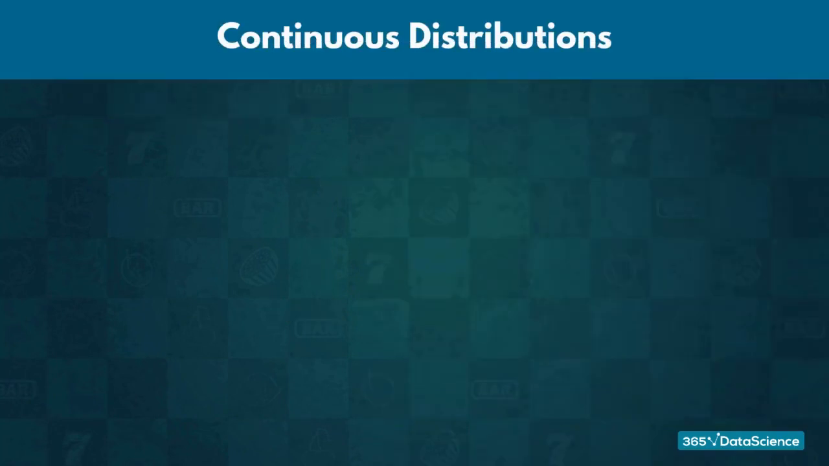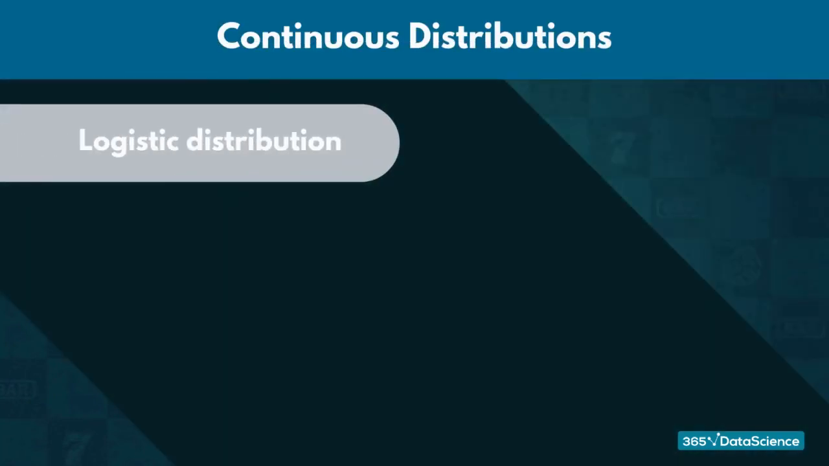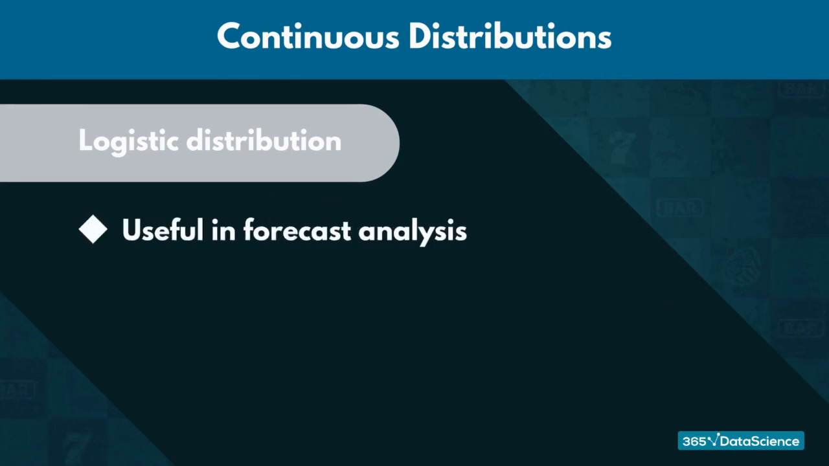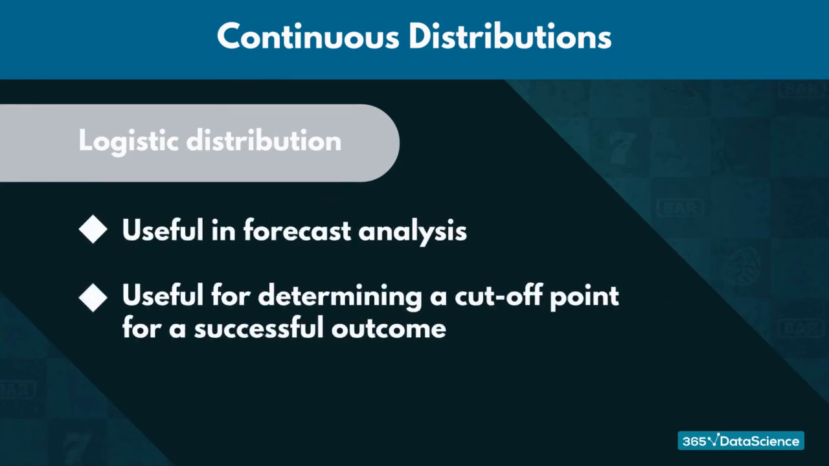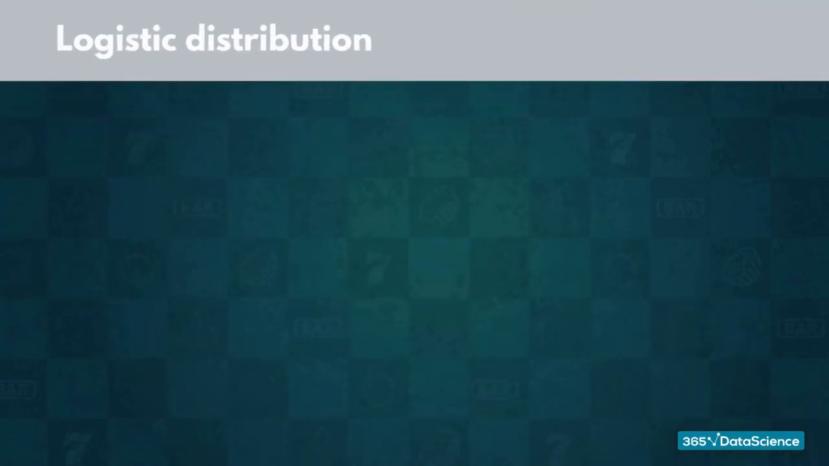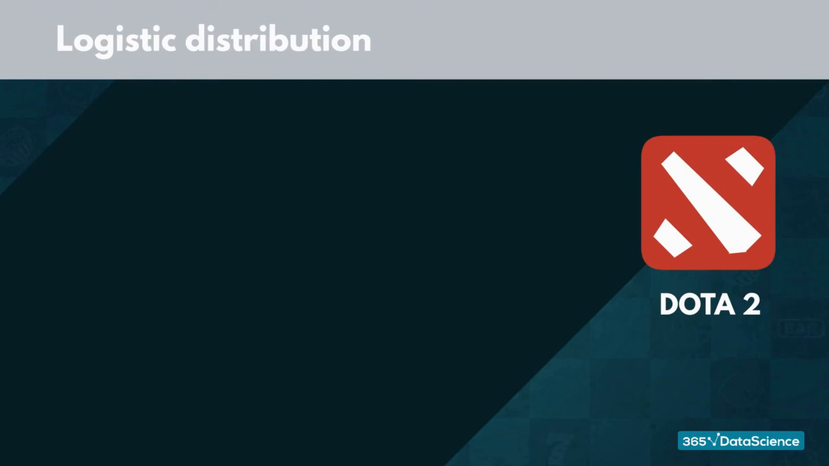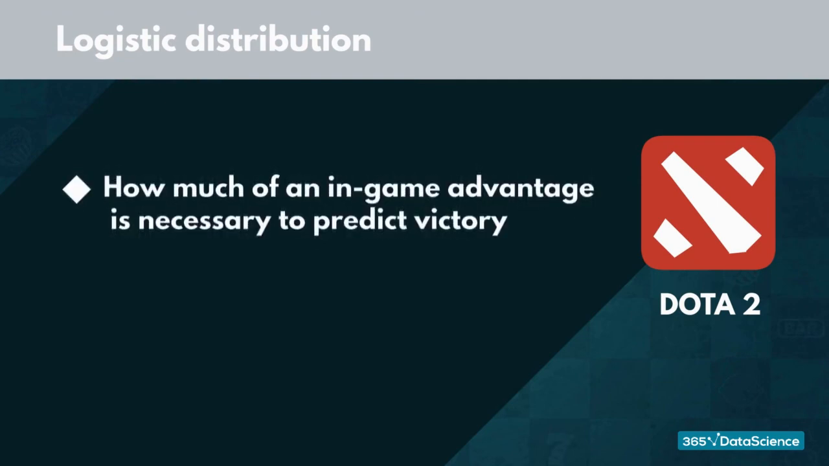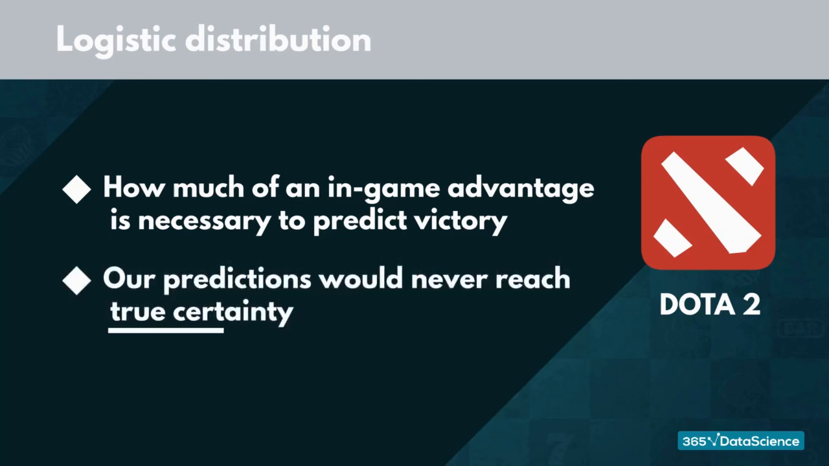The last continuous distribution we will mention is the logistic distribution. We often find it useful in forecast analysis when we try to determine a cutoff point for a successful outcome. For instance, take a competitive esport like Dota 2. We can use a logistic distribution to determine how much of an in-game advantage at the 10-minute mark is necessary to confidently predict victory for either team. Just like with other types of forecasting, our predictions would never reach true certainty, but more on that later.